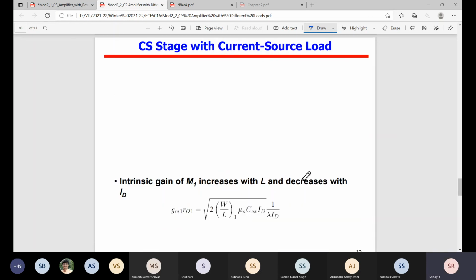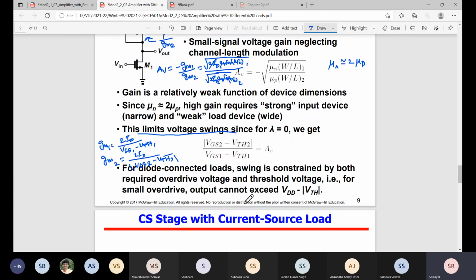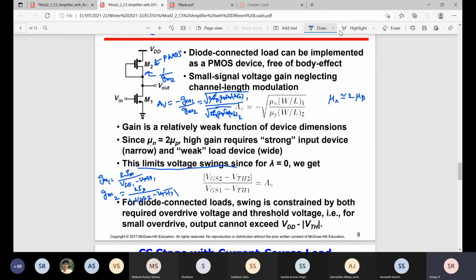Tomorrow I will discuss the current source load. I planned to finish today, but there is a lot of information here. So any doubts here?